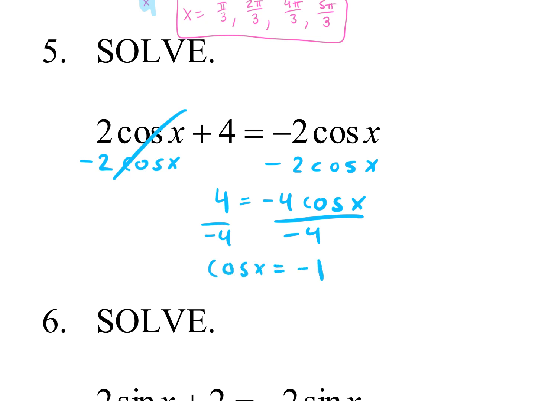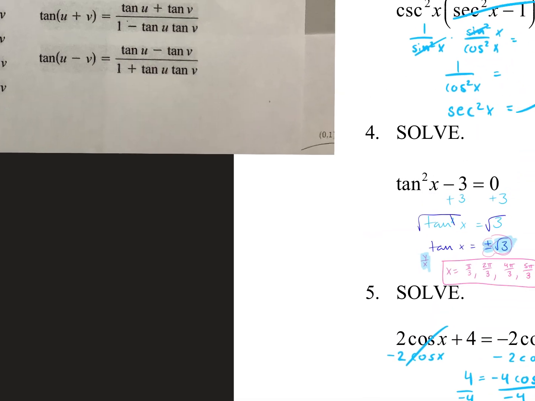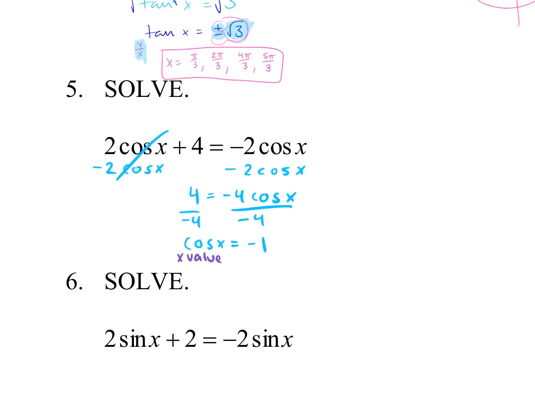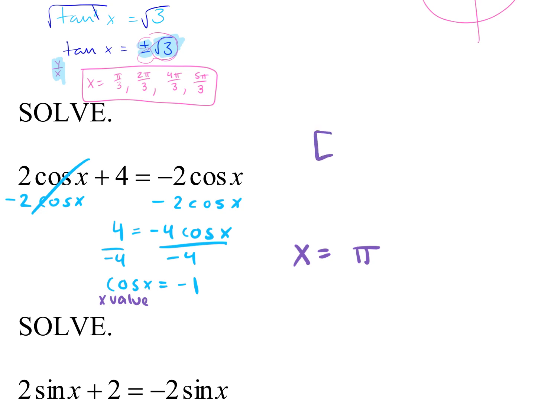Cosine tells me I have to look at what value? The x value. So I'm looking at the x value on my unit circle, that is negative 1. So where's x negative 1? Pi. Is that it? Yes. So x is equal to pi. For all of the solving questions, it'll say on the interval from 0 to 2 pi. That just means one time around the unit circle.